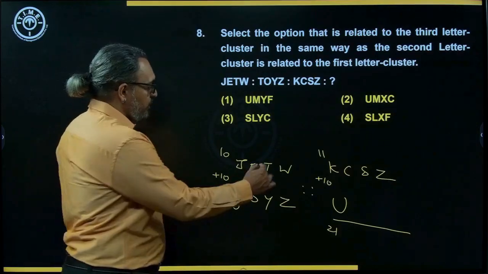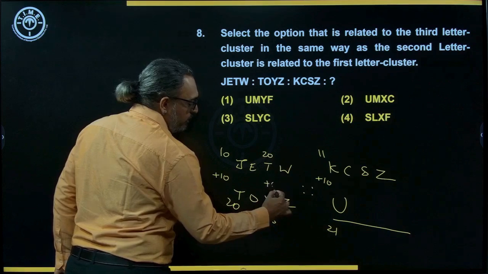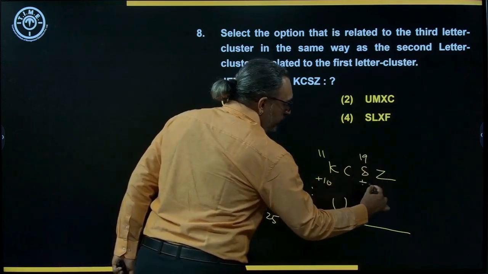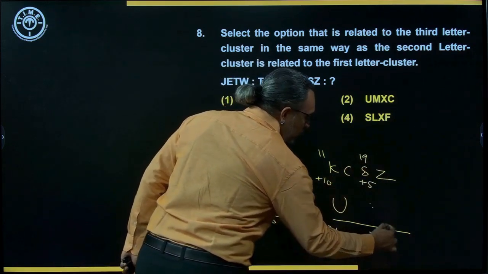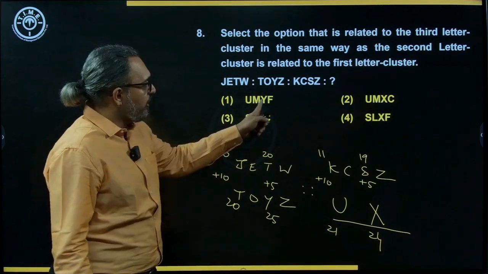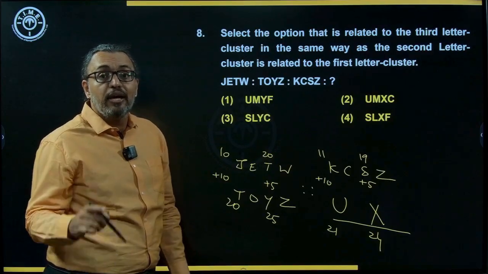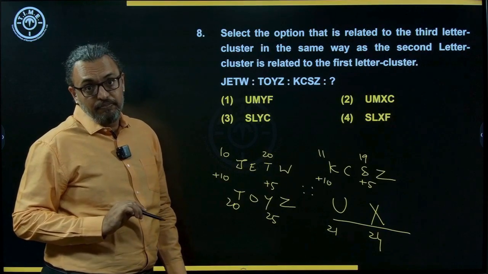Correct? Then I can check the third alphabet. This is 20 and 25. So this is plus 5. So here also 19 plus 5 gives you 24. That's an X. U with an X. Only second option. Because the second letter is the same in both options, I will not check that. Do what is necessary to get the answer, mark and move on.